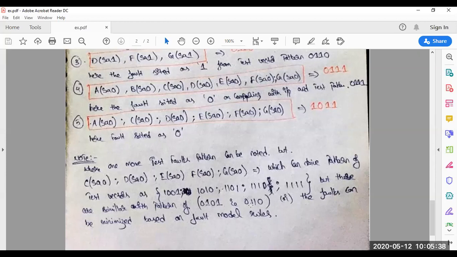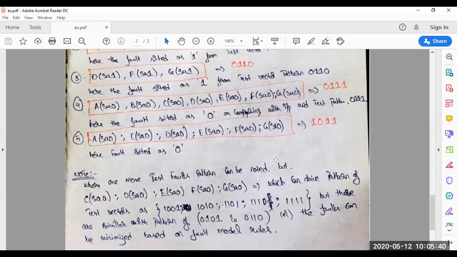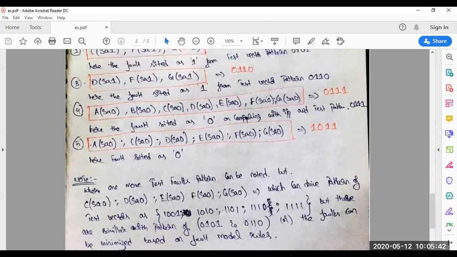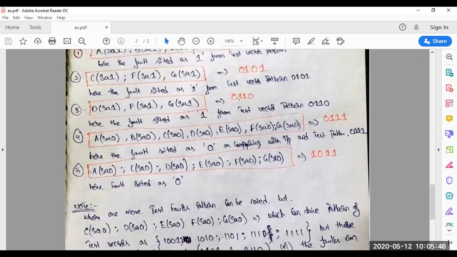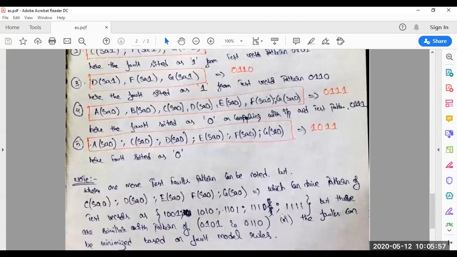So we already got these two test vectors, 0101 and 0110. These are the two test patterns we have already noted. Based on these two test vectors, the remaining four test vectors are said to be similar. That is how we are going to reduce the faults.